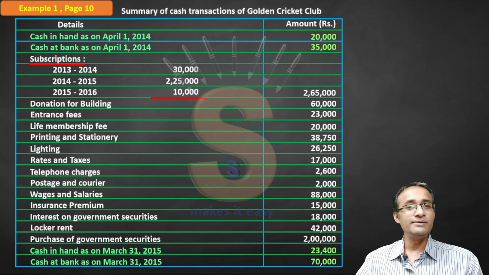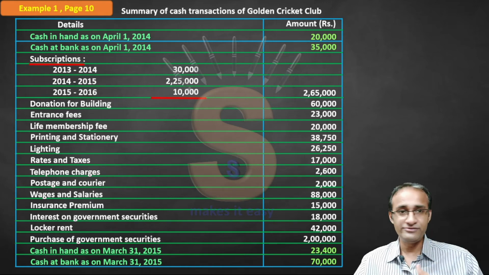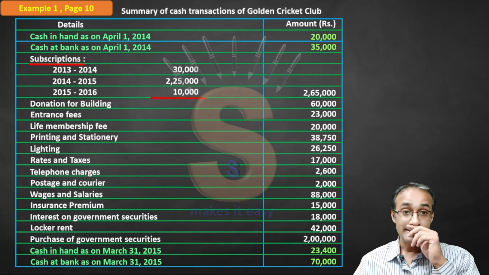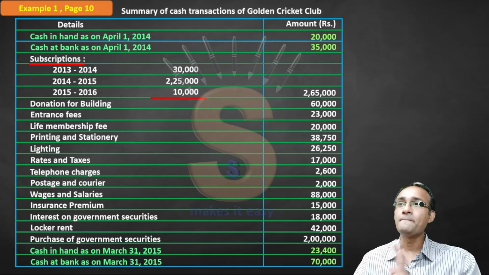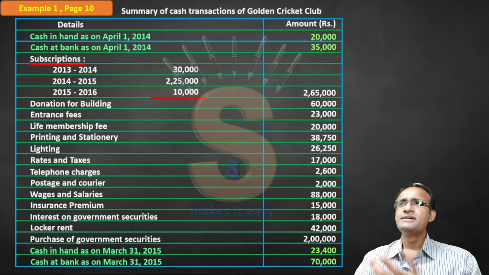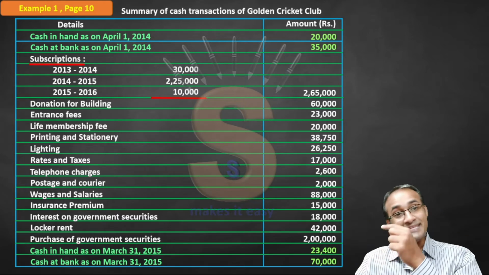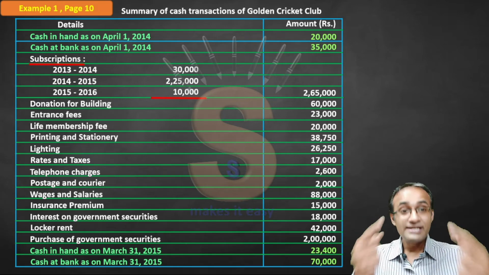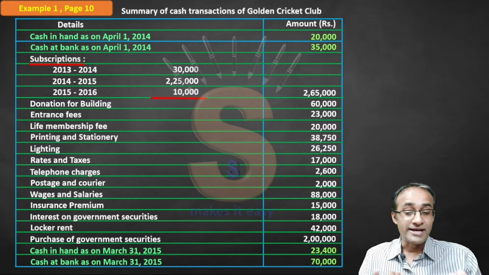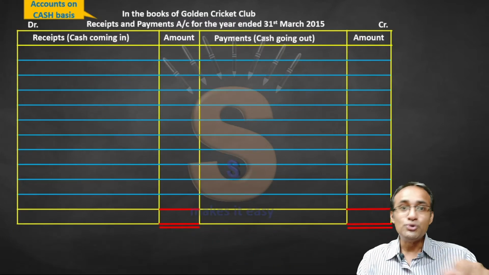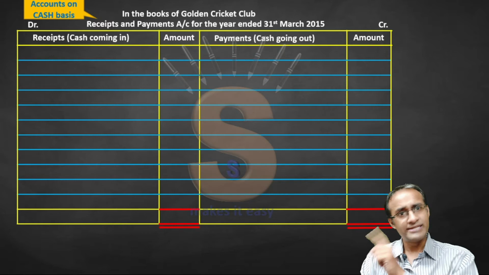Okay, behind me is example 1. The page number may be different if the edition of the textbook changes, but normally example 1 you will find this. Yes, what is mentioned in this? Summary of cash transactions of Golden Cricket Club. There's a long list, and in this long list you have to think that I am the cricket club. Where will the money come from, where will the money go, and for that you have to prepare a receipt and payment account. Debit, credit, cash coming in, cash going out.